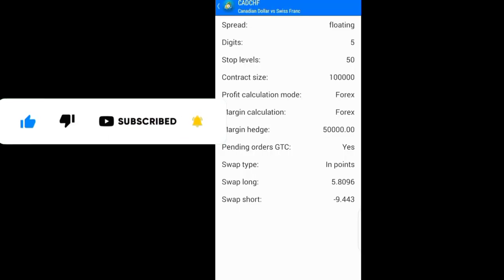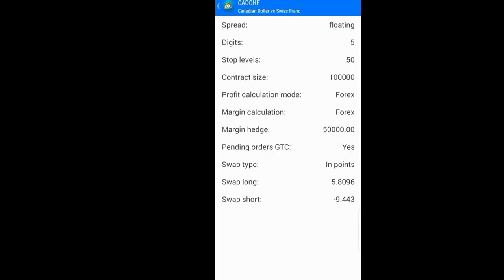When you click on symbol properties, it will give you the details of this currency pair, starting from the name, the currencies involved, Canadian dollar versus Swiss franc. The spread is floating, the digits is 5 digits. The stop levels, contract size, that's for your standard lot size. Pending, is there a pending order? Yes, there is a pending order. In this case, this swap is telling you the interest you will be paying.